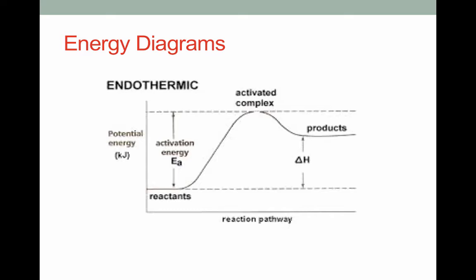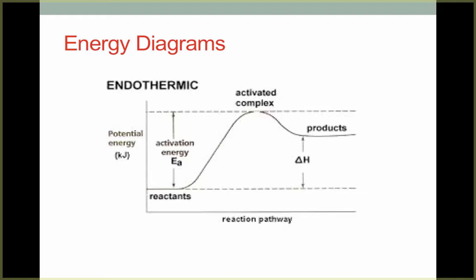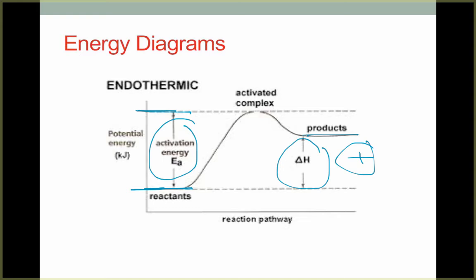Looking now at an energy diagram for an endothermic reaction, we see that in this case, the energy of the reactants is lower than the energy of the products. Therefore, delta H will be positive because energy is going into the system. In this case, our activation energy, which again is the difference between the reactants and the top of the potential energy barrier, is here. Notice it's much larger for this reaction.